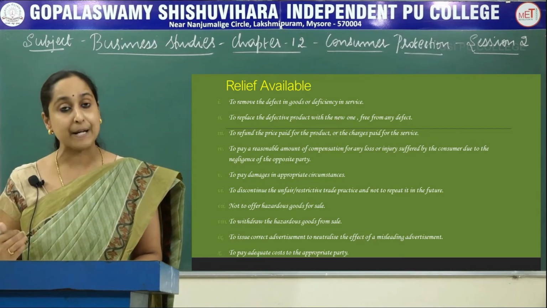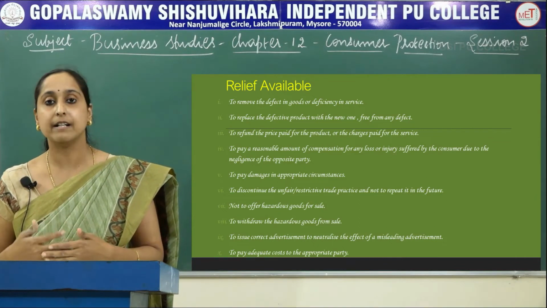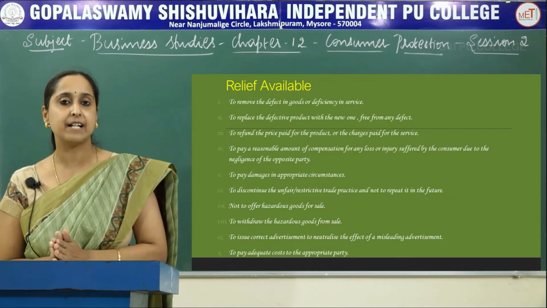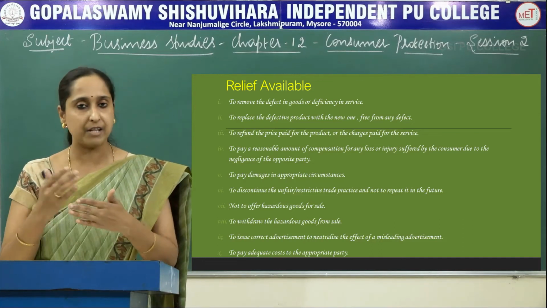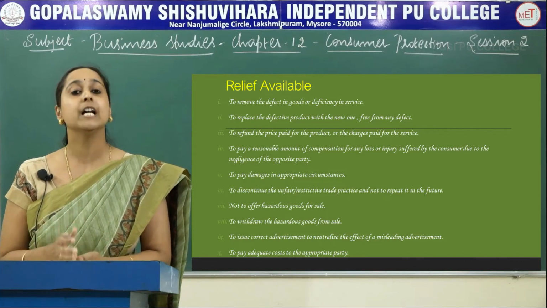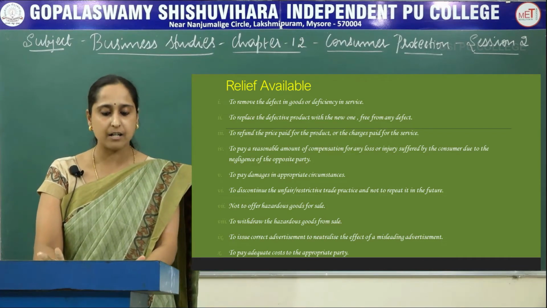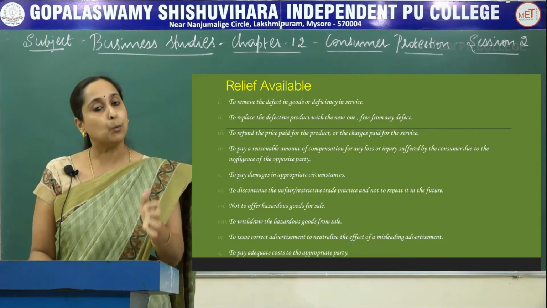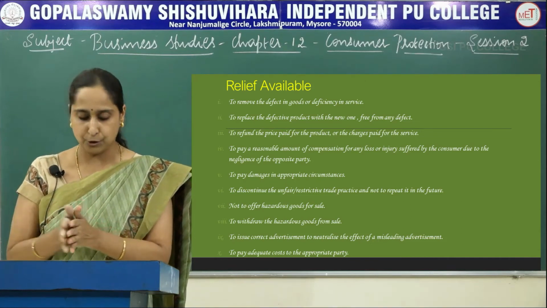And to pay damages in appropriate circumstances. In any circumstances, if they have to pay for any damages, for that also they have to pay. Next is to discontinue the unfair trade practices, and they should not repeat in the future. Suppose if a business concern is engaged in unfair trade practices, they have to stop and discontinue in the future. Next is they should not offer any hazardous goods for sale. Hazardous means dangerous goods for sale, and they have to withdraw the hazardous goods from sale. Inadru dangerous goods na avaru martidare andre adana withdraw maadkobeku.